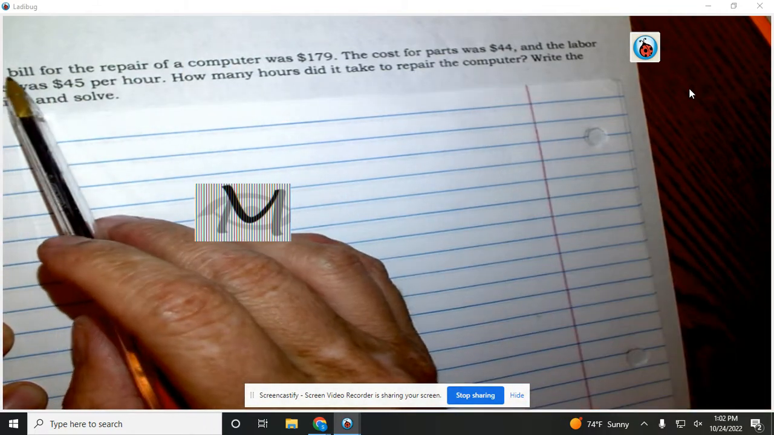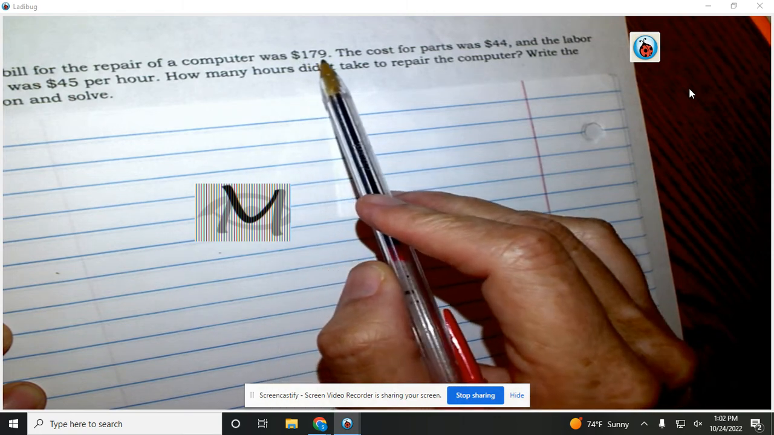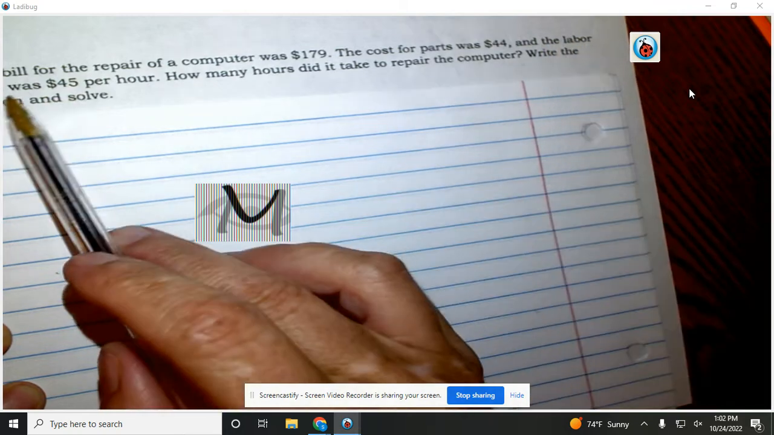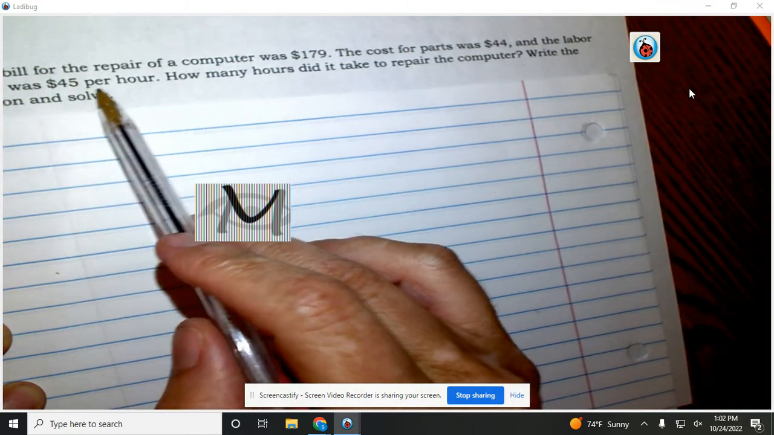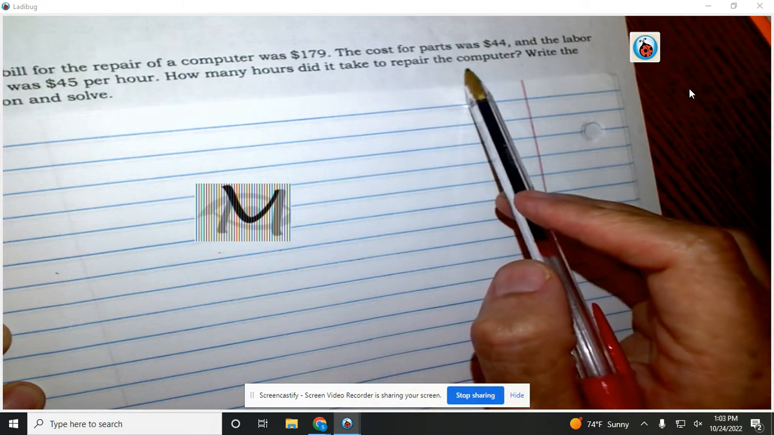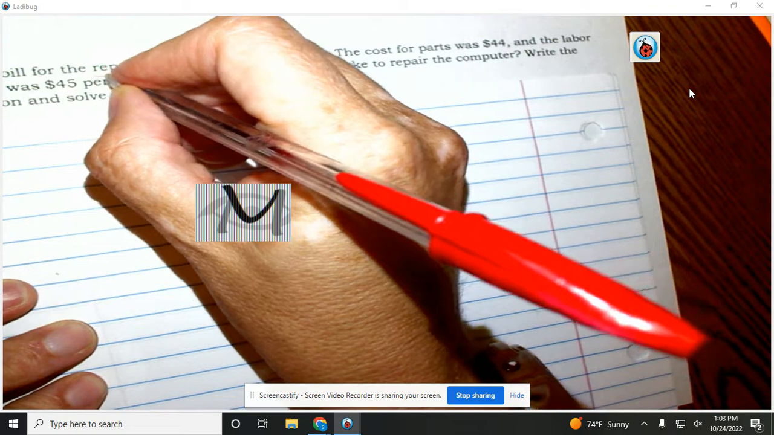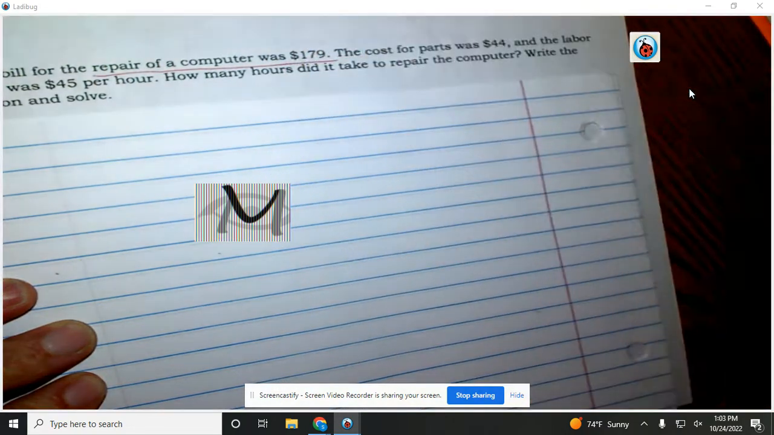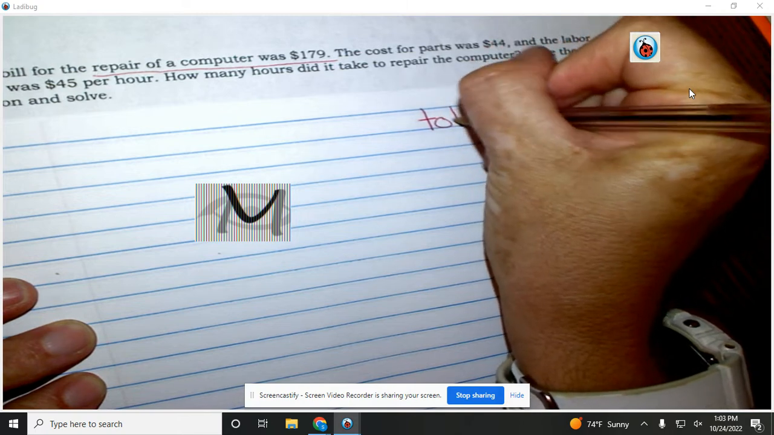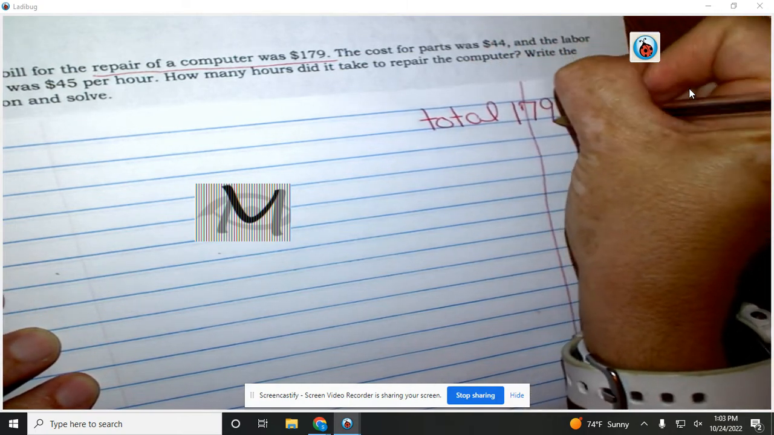So it says a bill for the repair of a computer was $179. The cost of the part was $44, and the labor charge was $45 per hour. How many hours did it take to repair the computer? Okay, so let's pull out information. So the whole entire repair was $179. So let's write out some stuff that we do know. We know that the total was $179.